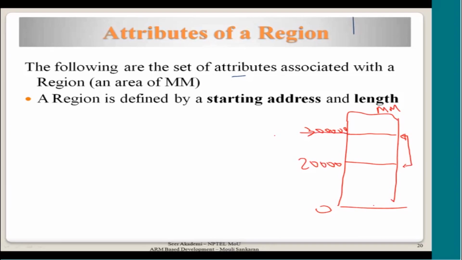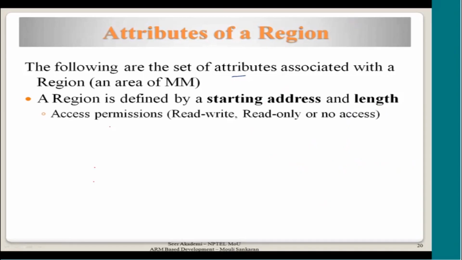Now you have to mention what the start address is, and then what the length is, or size, whatever you call it. These two will exactly tell you the start address of the region and the end address of the region. Once you add these two parameters, you can find it out. So region is defined by that.